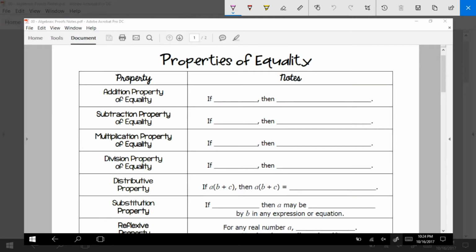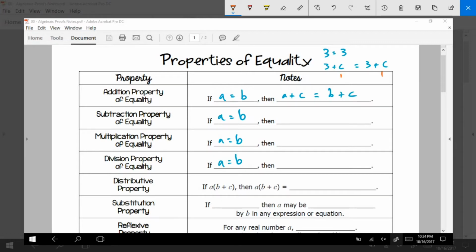So here we go. Addition property of equality. First of all, in all these first if blanks, I want you to go ahead and write if A equals B. Just in all these blanks, if A equals B, if A equals B, if A equals B, and then we're gonna add it. We're gonna throw in a C. So if A equals B, then for the addition property, it's gonna be if A equals B, then A plus C equals B plus C, just like that. That's the addition property of equality.